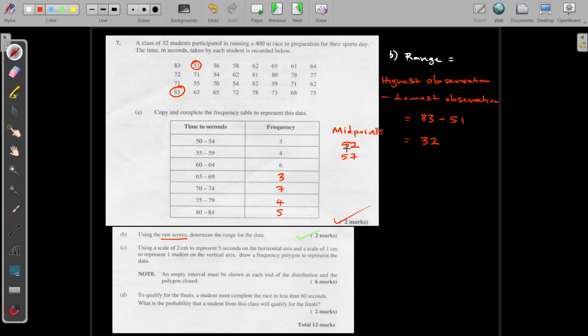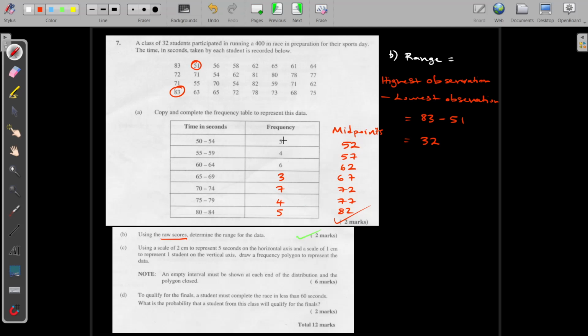So once you find the first midpoint, the only thing we're doing next is just adding the class width to each of these midpoints. So the class width is what? 5. So we're just adding 5. So this is 62, 67, 72, and 82. And those would be the midpoints. So we're plotting all of these midpoints in relation to their frequencies.